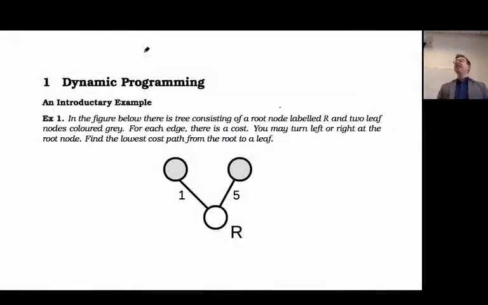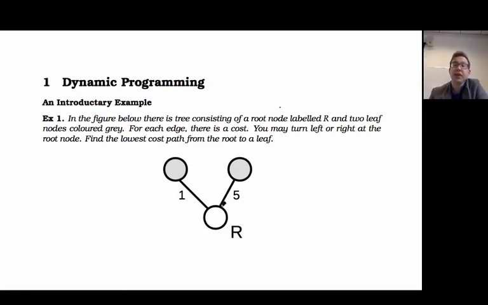So we're going to start easy and get progressively more interesting. In this picture, I've got a really small tree. It's got a root and it's got 2 leaves. And what we're going to do is you can basically make a decision. You're going to walk from a root to one of the leaves that's coloured grey here.